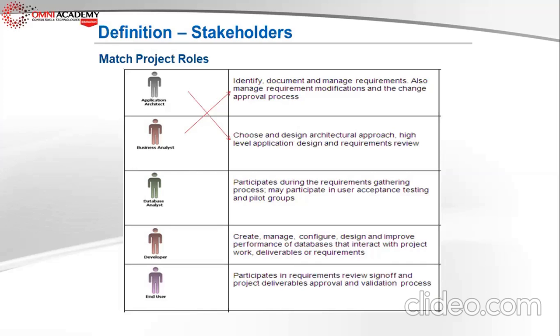This is the business analyst. Okay. Think about our application architect. He's the one who chooses the design architectural approach, how it will be used, the API thing, the 3-tier or 4-tier or 5-tier architecture sort of thing, and then configuring the design to improve performance.